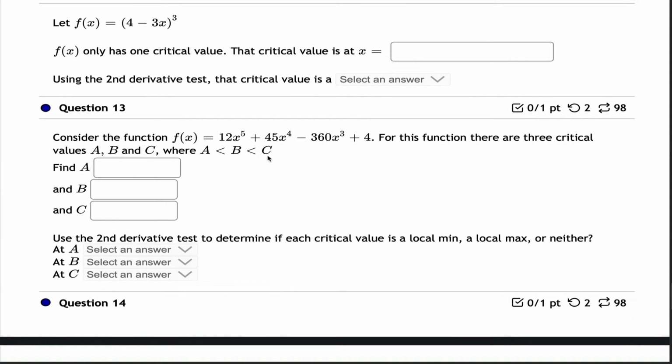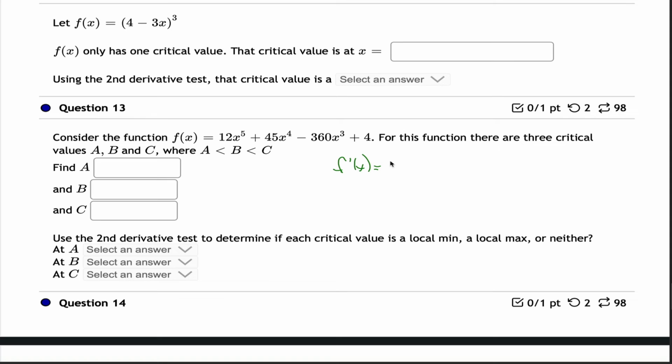13. Man, there's a lot of these. Here's your polynomial. For this function, there are 3 critical values, a, b, and c. So you take the first derivative and you're going to set it equal to 0. You're like, whoa, 5th degree polynomial. That means my first derivative is going to be a 4th degree polynomial. That's true. But it's okay.